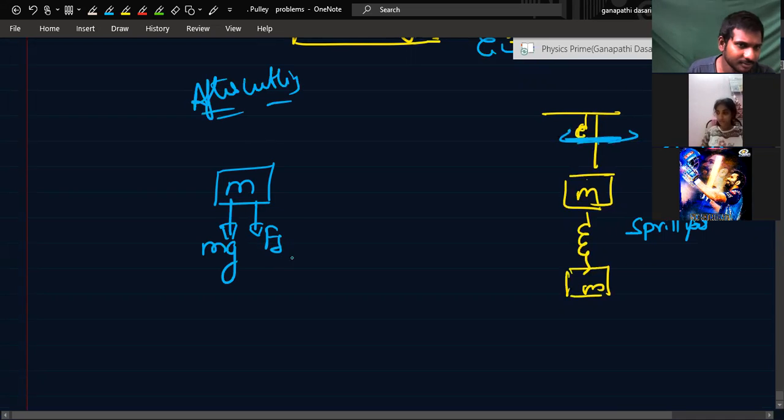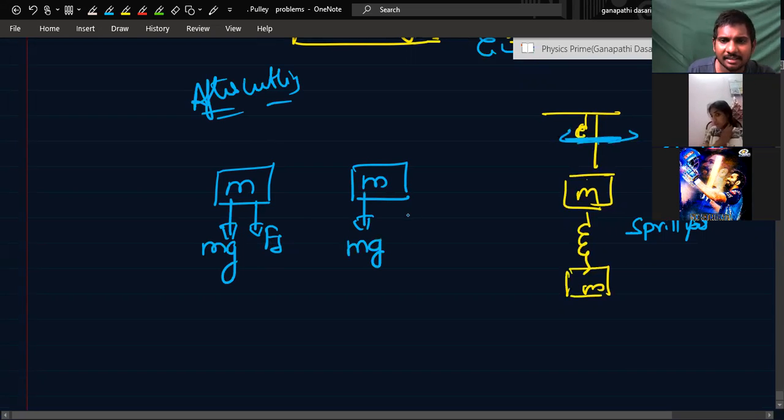Mg and spring Fs. And what are the forces on this second block? Mg and Fs upwards. Are you getting, Varun? String force immediately becomes 0 here, but spring force will not become 0.